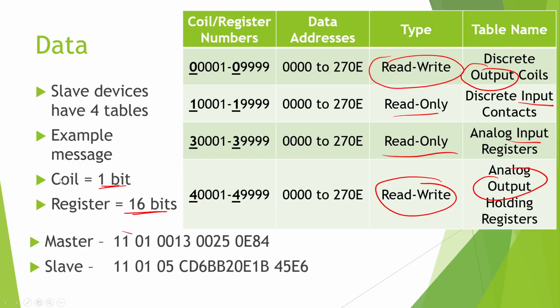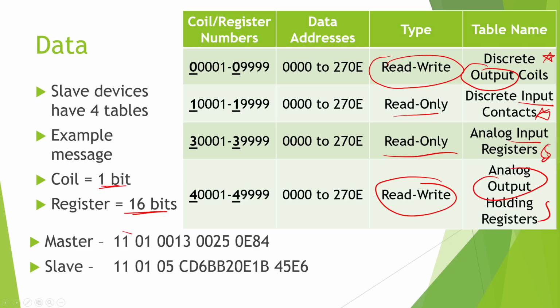So that's the difference between a coil and a register. Our discretes are coils, and our analogs are registers. Simple as that. Analogs are going to be registers, and discretes, either inputs or outputs, are going to be coils. Down here, I've got a nice little example message going back and forth.